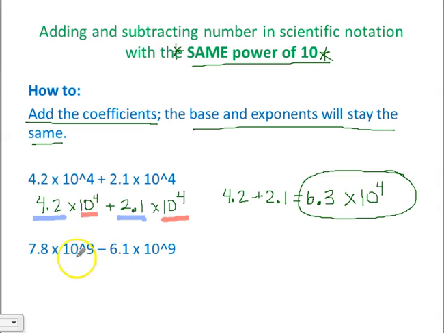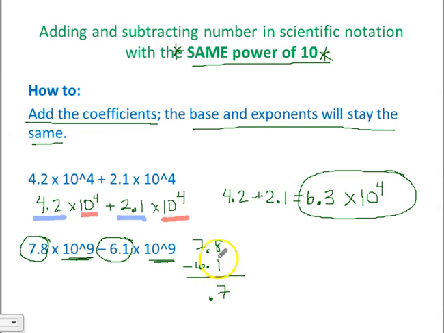So looking at the second question, we've got 10 to the 9th, 10 to the 9th, so our bases are the same. So we just need to focus on subtracting our coefficients. So 7.8 minus 6.1, I get 8 minus 1 is 7. 7 minus 6 is 1. So we get 1.7 times, we leave our base and our power the same. So 1.7 times 10 to the 9th. I'm going to move on to the next slide. So if you want to take some more notes, go ahead and click pause.